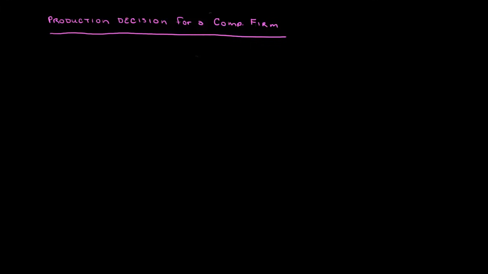In this video, we're going to briefly summarize the production decisions for a competitive firm and also consider the conditions under which this firm may choose not to produce anything, that is, to shut down. Let's begin with our summary of what we've discussed so far.